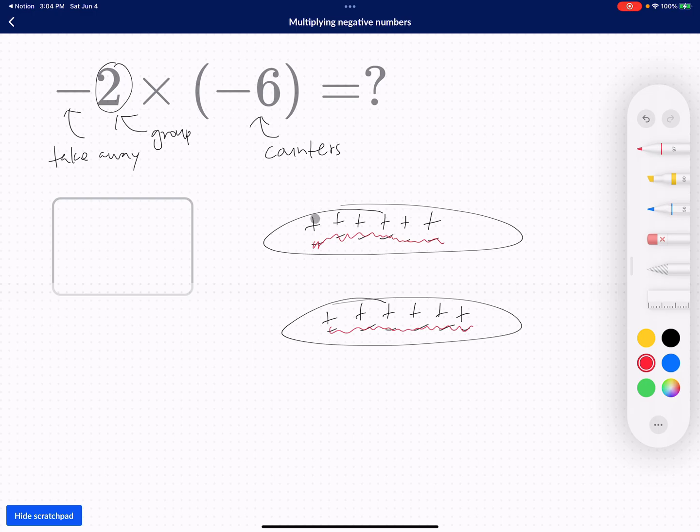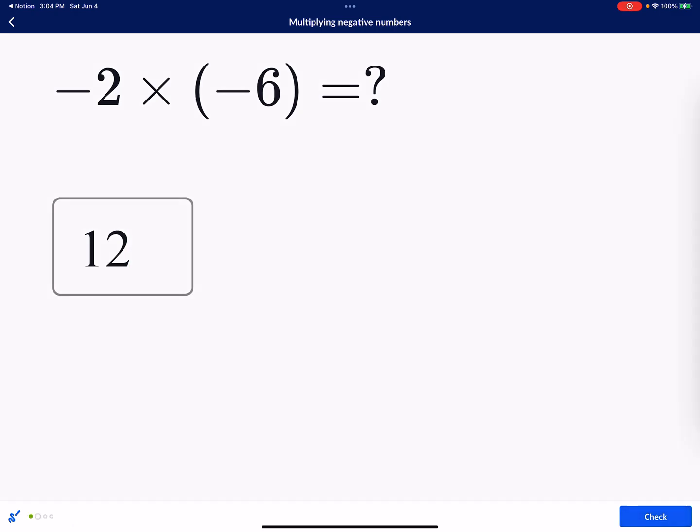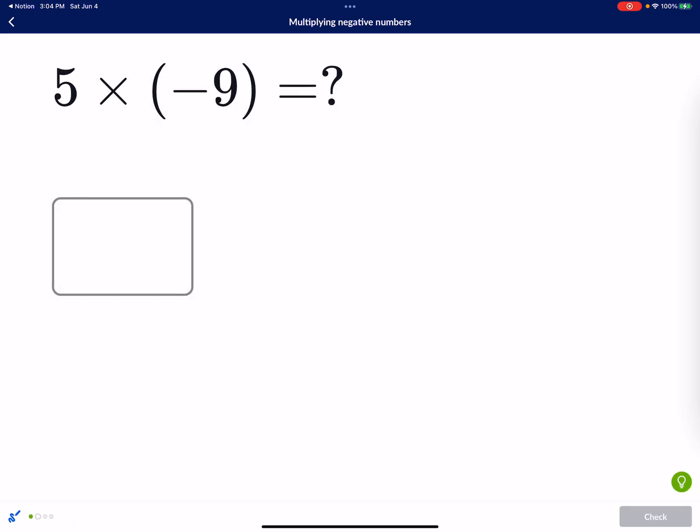Which means that what do I have left over? I have 1, 2, 3, 4, 5, 6, 7, 8, 9, 10, 11, 12. Which means that I have 12 positive counters left over. So my answer right here is going to be 12. Okay? All right, we're going to skip this one.